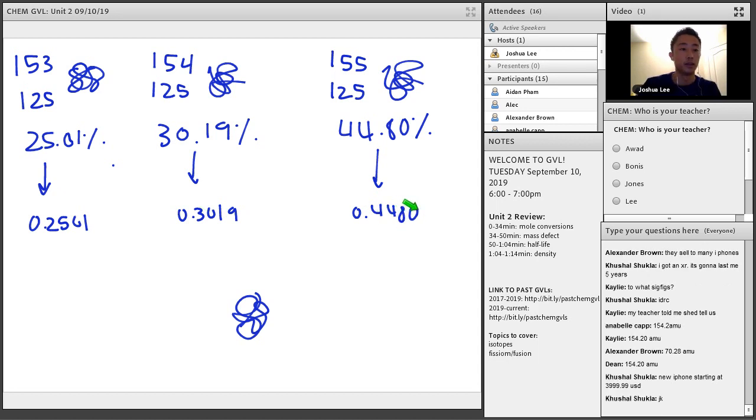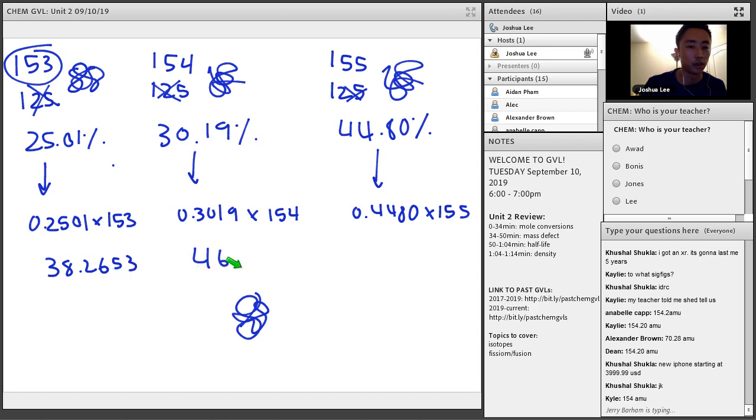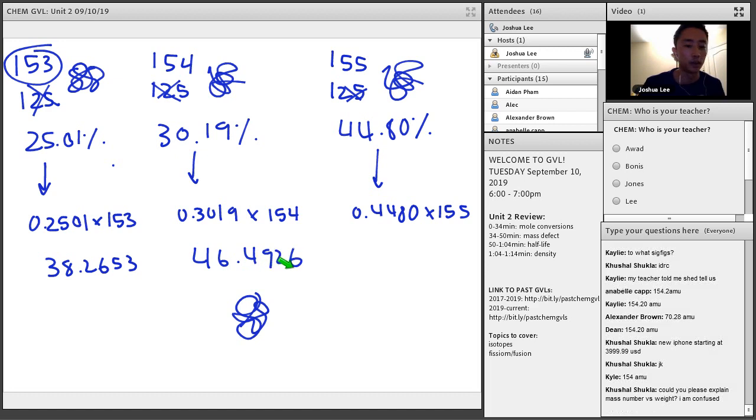Then we're not multiplying by the atomic number. We're multiplying by the mass number. Times 153, times 154, times 155. So we do that, 0.2501 times 153, you get 38.2653. 0.3019 times 154, you get 46.4926, and then 0.448 times 155, 69.44.